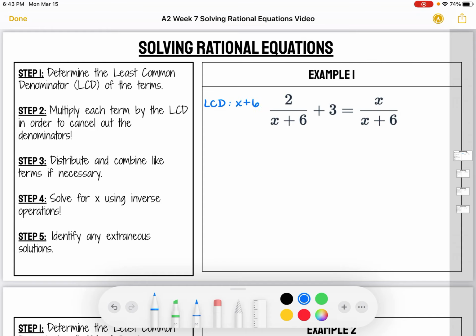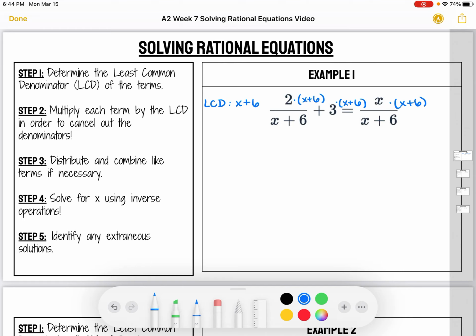If I had different denominators, I'd have to work a little harder, and we'll talk about that, but if the only denominator I see is x plus 6, then that's what I'm going to multiply all of my terms by with my least common denominator. So step 2 says actually multiply each term by the least common denominator in order to cancel them out. So I'm going to multiply every single term by x plus 6. You can't forget to multiply any of them. Remember, we always have to do the same thing to every term.